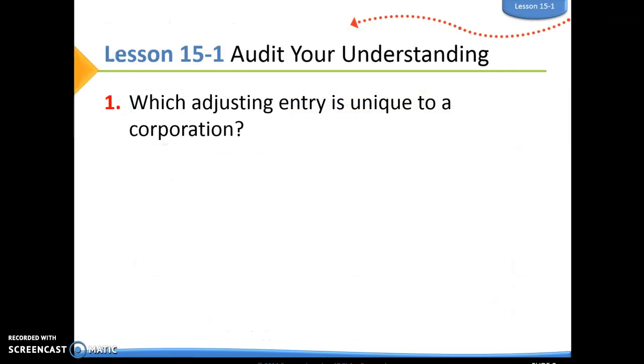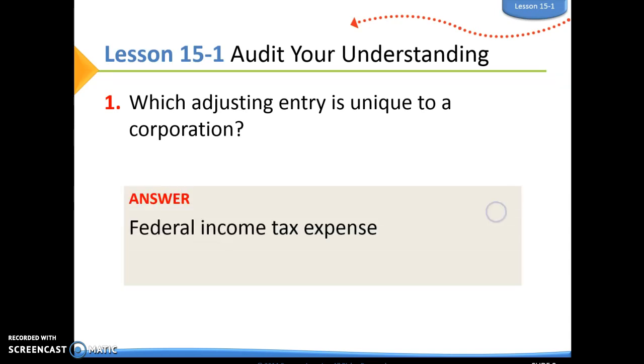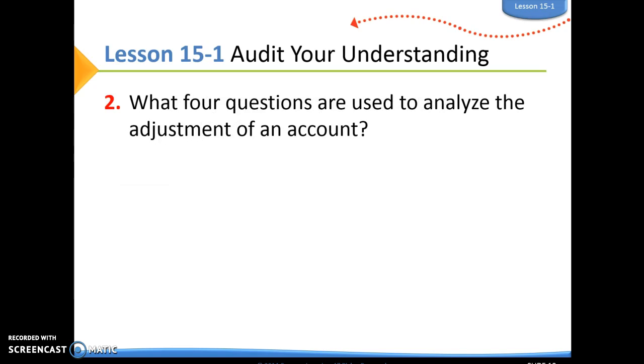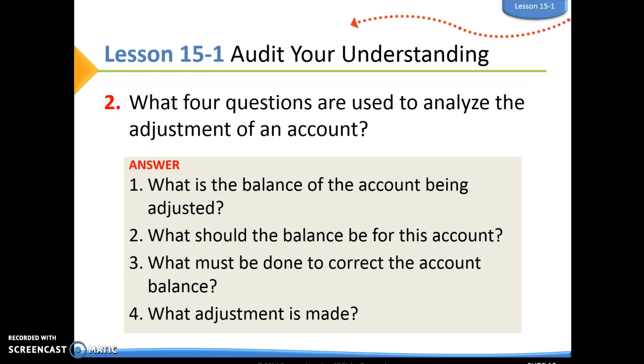Okay, question number 1, which adjusting entry is unique to a corporation? That's going to be our federal income tax expense. And we'll see that one later on. Number 2, what 4 questions are used to analyze the adjustment of an account? Question number 1 is, what is the balance of the account being adjusted? Number 2, what should the balance be for this account? Number 3, what must be done to correct the account balance? And number 4, what adjustment is made?